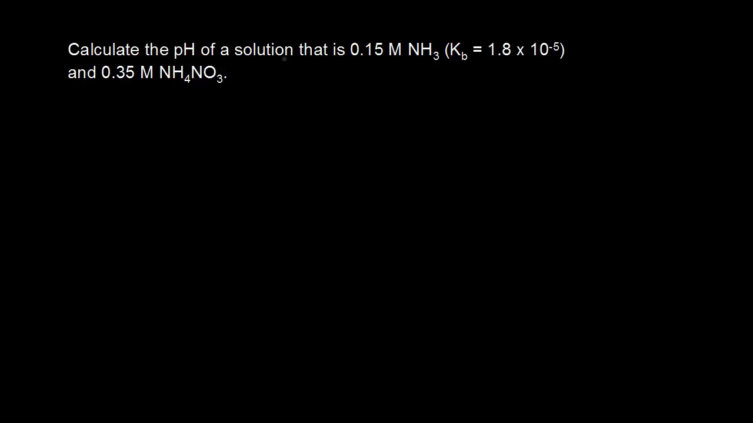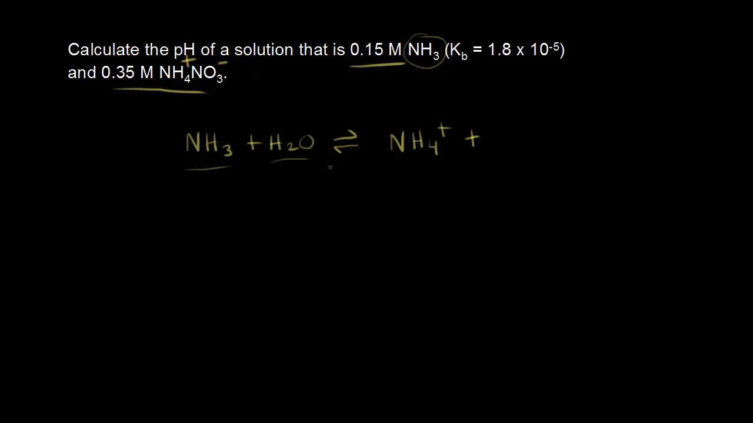So this time we need to calculate the pH of a solution that is 0.15 molar for ammonia and 0.35 molar for ammonium nitrate. So ammonium nitrate is NH4 plus and NO3 minus in solution. And so we start with ammonia. So let's go ahead and write what's going to happen when ammonia reacts with water. So ammonia is a weak base, and it's going to take a proton from water. So if NH3 picks up an H+, we form NH4+, or ammonium. And if we take an H+ away from H2O, we form OH-, or the hydroxide ion.